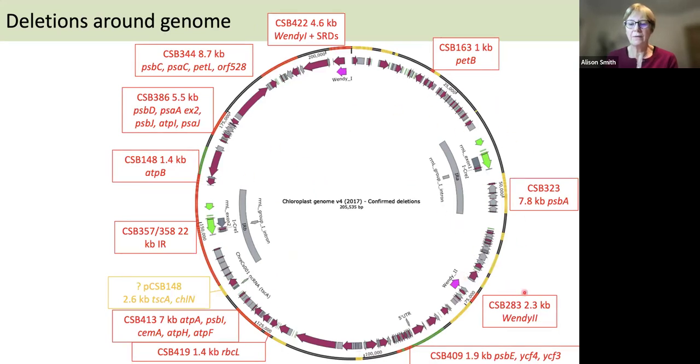You can see that they vary in size. The Wendy2 gene, for example, is 2.3 kilobases. Some of the larger sequences we've knocked out are 8.7 kilobases here, and 22 kilobases here, where we've knocked out the inverted repeat. Come back to that in a minute.